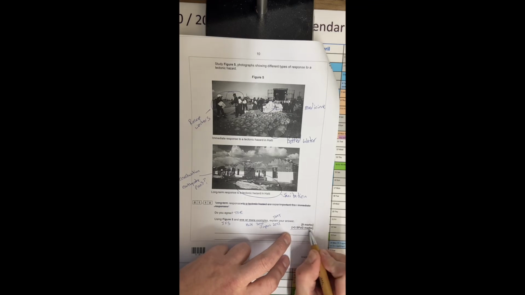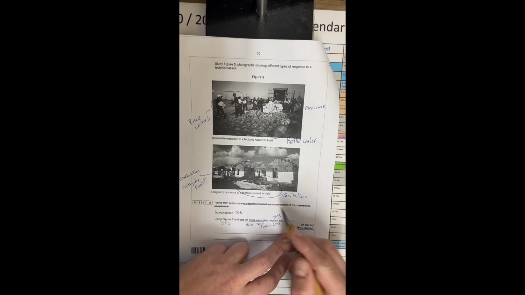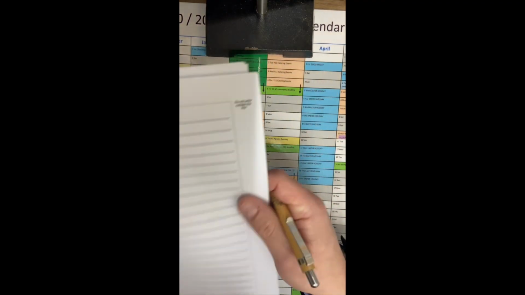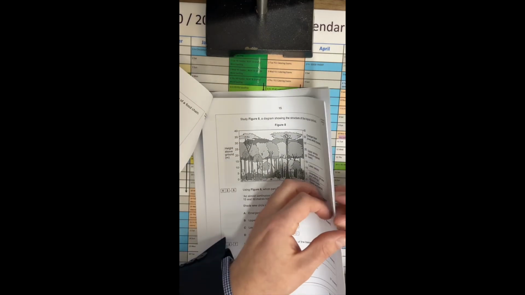Okay, another thing, SPAG, full sentences, use your complex terminology such as social, economic, environmental, infrastructure. All right, capital letters, if you write about Haiti, use a capital letter. Easy marks. Okay. I'm not going to go through every single question because we'll be here all day.